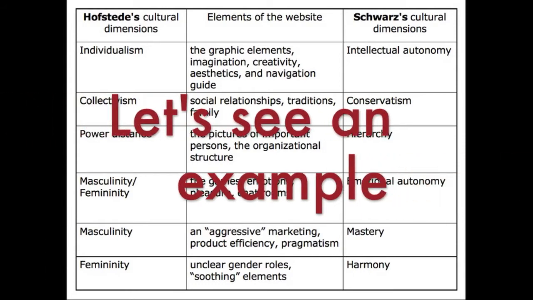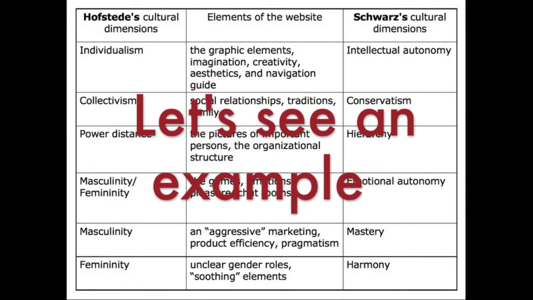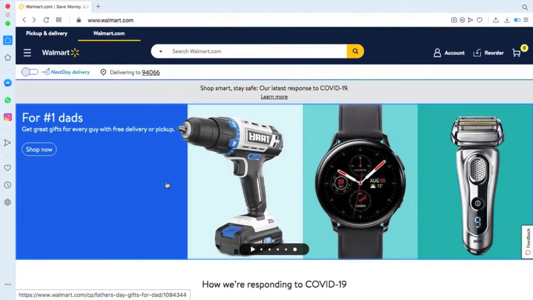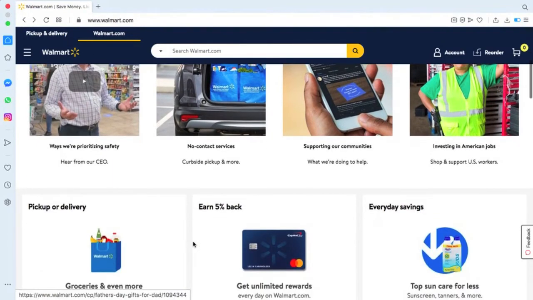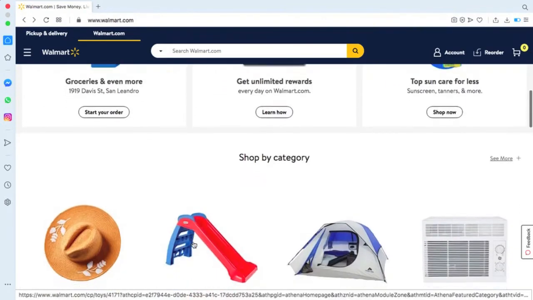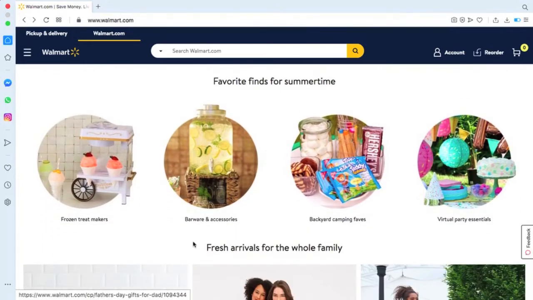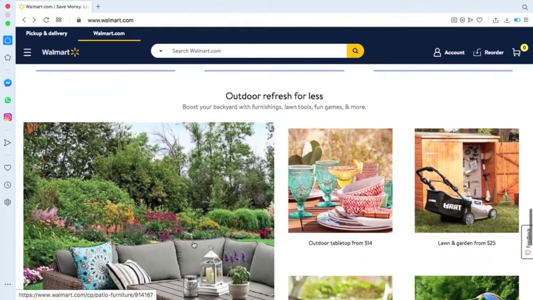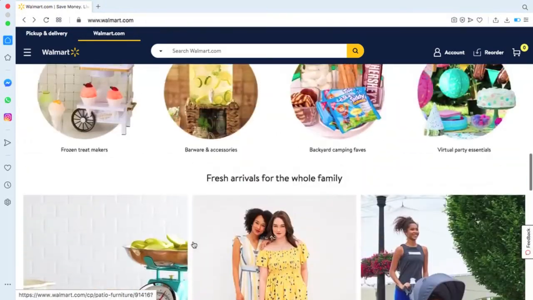Let's see how these elements reflect the culture on the example of any website. Let's have a look on the Walmart website. We see that on this website the graphic elements are presented in classical way and aesthetically fit to classical white blue design. So on the level of creativity it will be more approximate to Hofstede's collectivism values and linked to the low level of Schwartz's intellectual autonomy dimension.